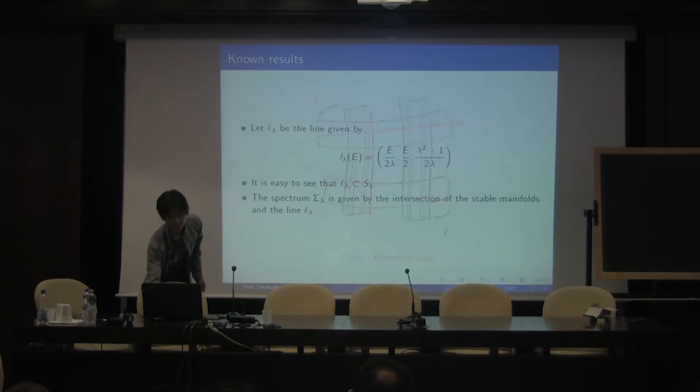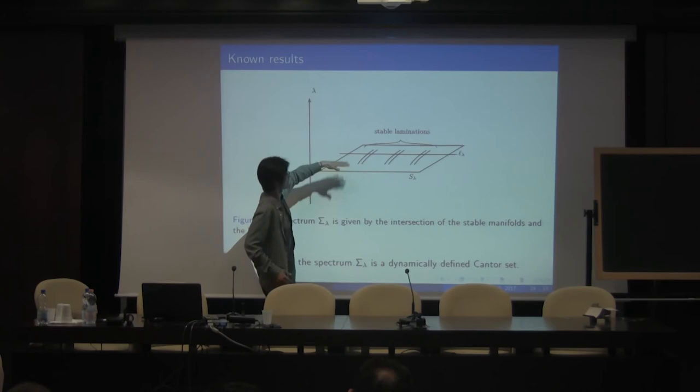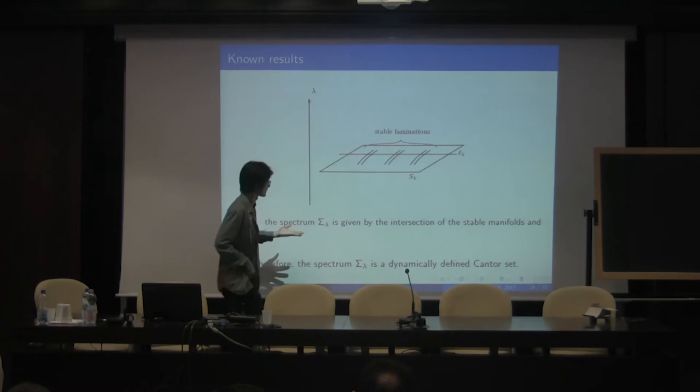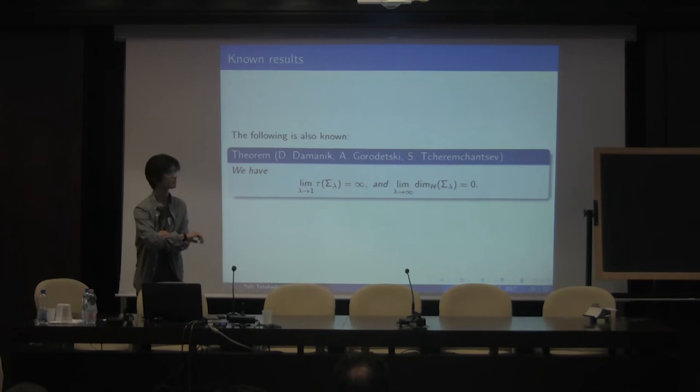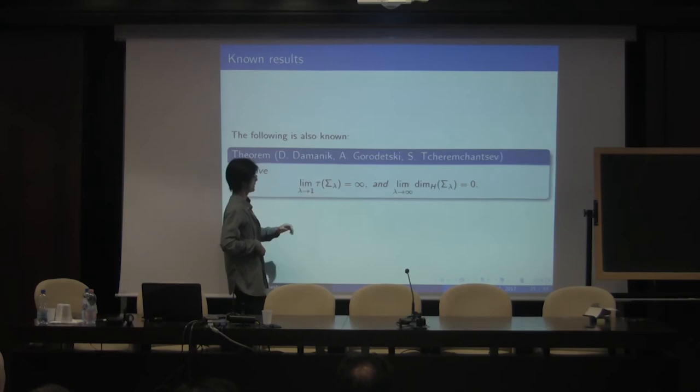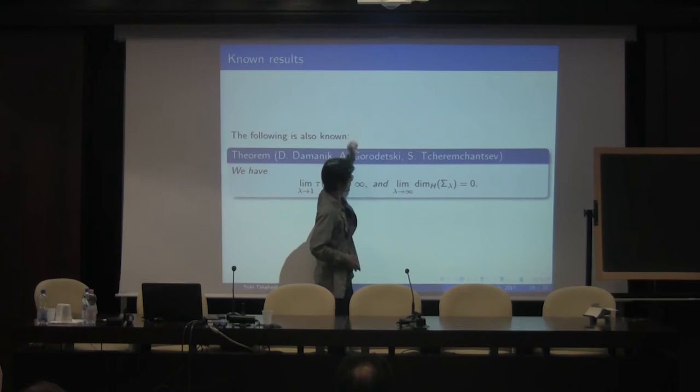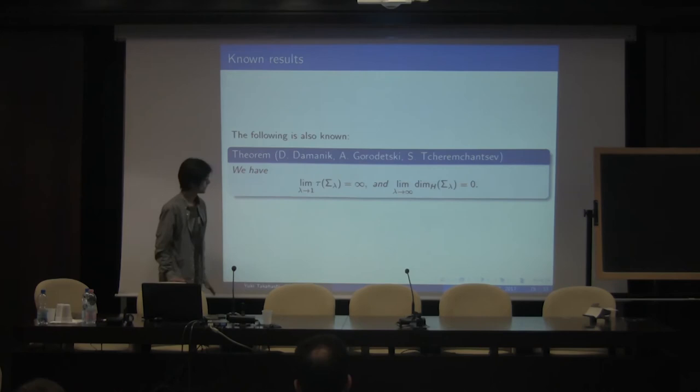What is the picture? We have lambda. For each lambda, we have a surface, S sub lambda. We also have a line, and the intersection is the spectrum, that set. Okay, and this is also known. If lambda is almost equal to 1, then the thickness of the Cantor set, well, the spectrum, is really large. The spectrum is a Cantor set, and we can define thickness. If lambda is really large, then the Hausdorff dimension of the Cantor set is very small. Okay, and well, that was all.